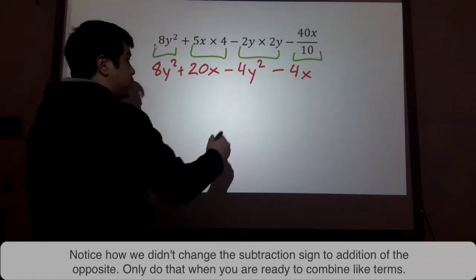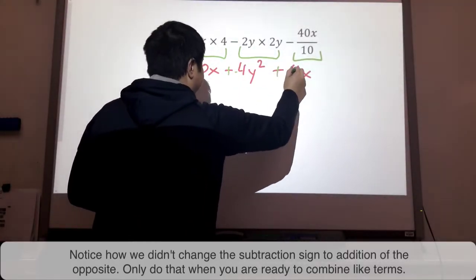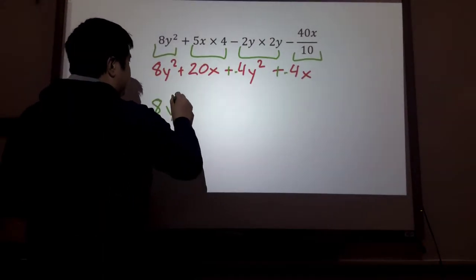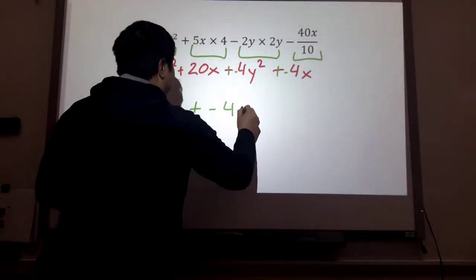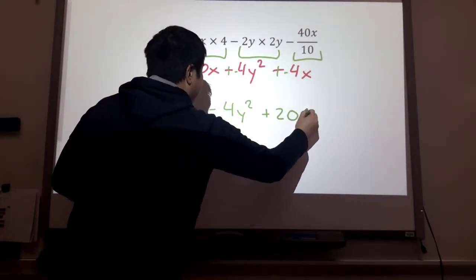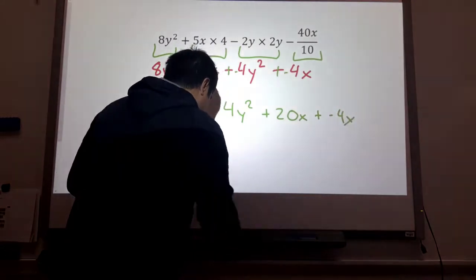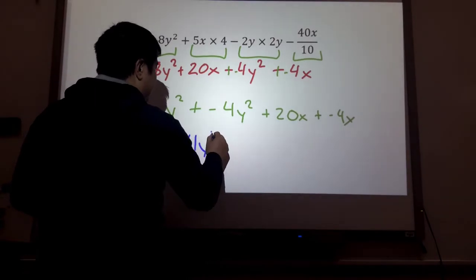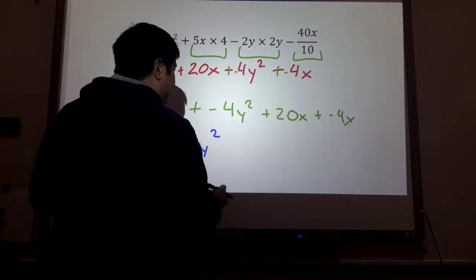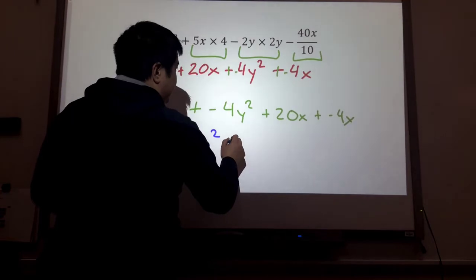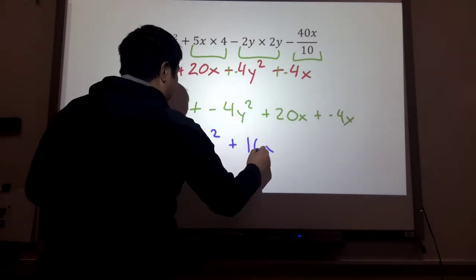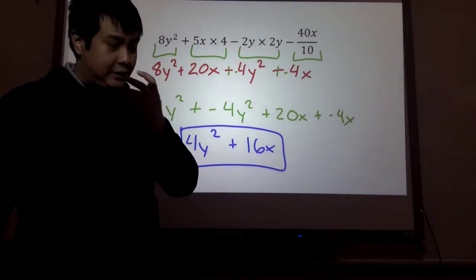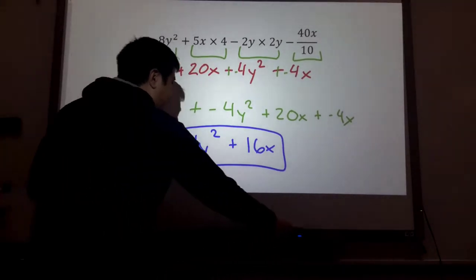I'm going to change things to addition of the opposite and rewrite this so that like terms are next to each other. 8y squared plus negative 4y squared plus 20x plus negative 4x. And once we combine like terms, 8 plus negative 4 is 4y squared. 20x plus negative 4x is plus 16x. And we have no more like terms, and each term is fully simplified, so therefore this is our final answer as the simplified expression.